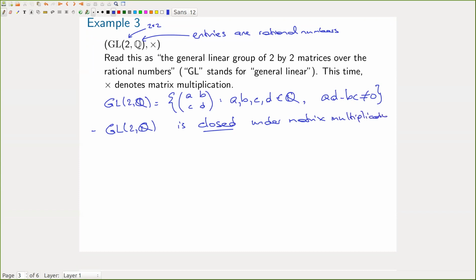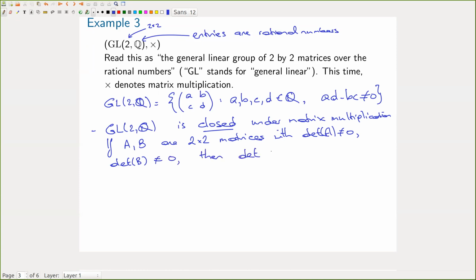Multiplication. So if A and B are 2 by 2 matrices with both of their determinants not 0, then I claim that the determinant of their product AB is not 0 either.